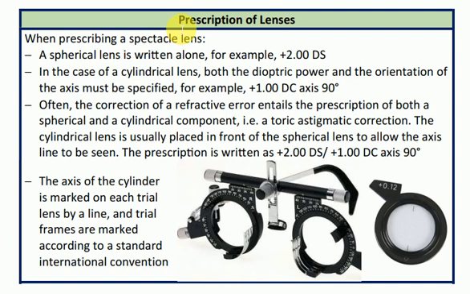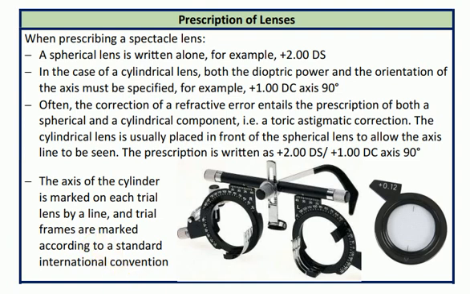Lenses are also an essential component of most of the instruments used in ophthalmology, which we will discuss in the next chapters. In this chapter, we will discuss the use of lenses in spectacles only. So, when prescribing a spectacle lens, the properties of the lens required are specified in a certain way, which we will discuss.